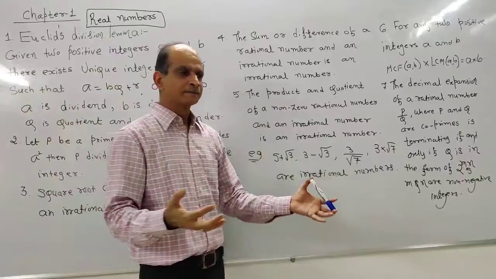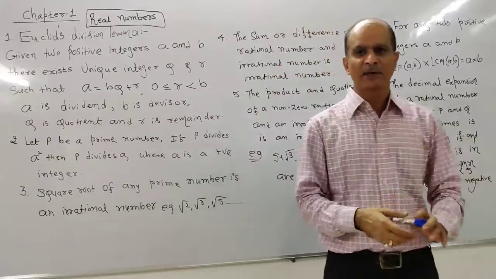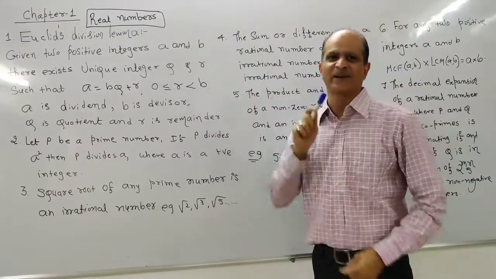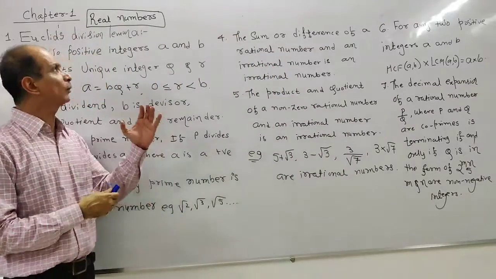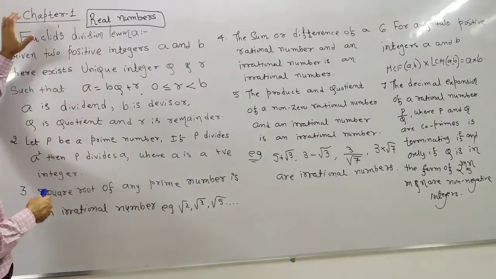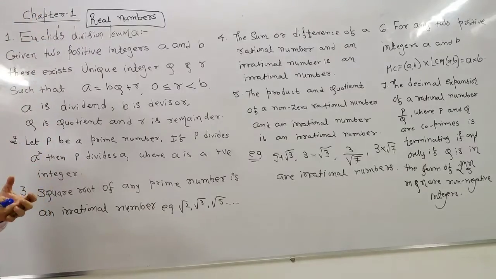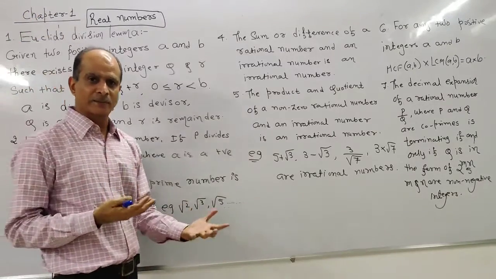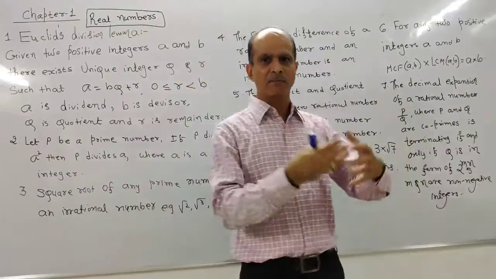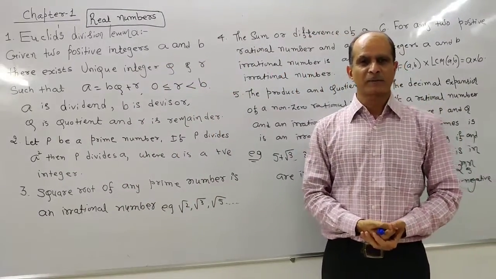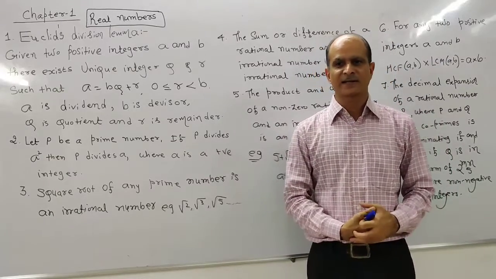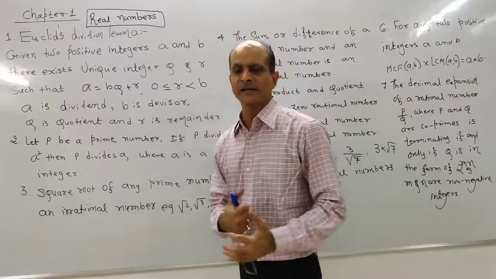So when you add rational and irrational numbers, this becomes what? Real numbers. So in this 10th standard chapter number 1, we are going to start about real numbers. That is, when rational numbers and irrational numbers are combined together, they become real numbers. So rational numbers union irrational numbers is equal to real numbers.